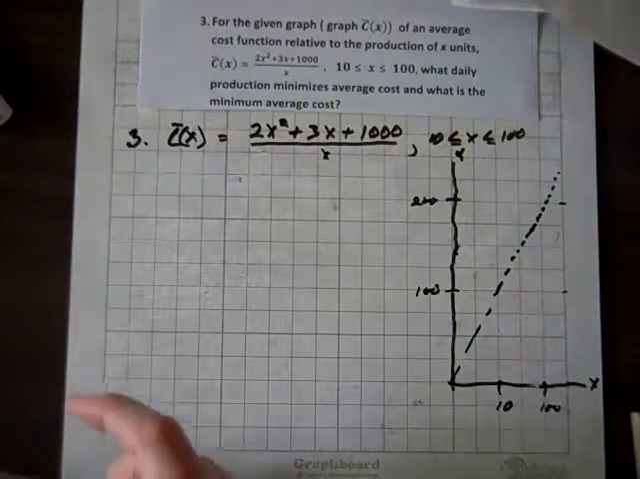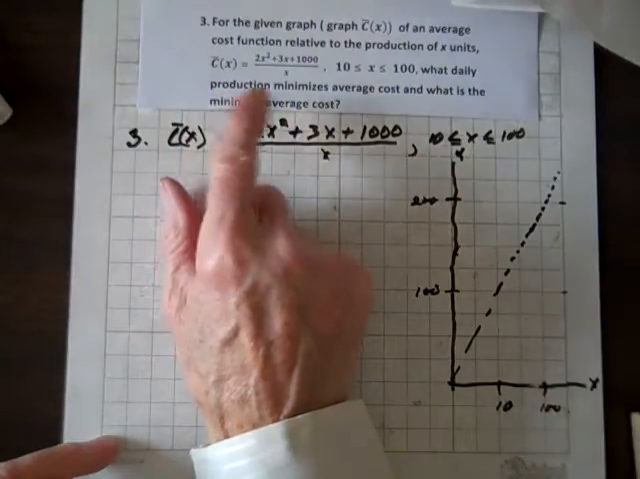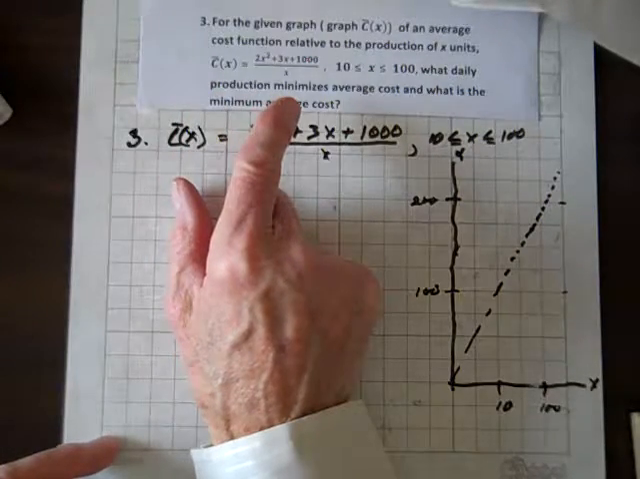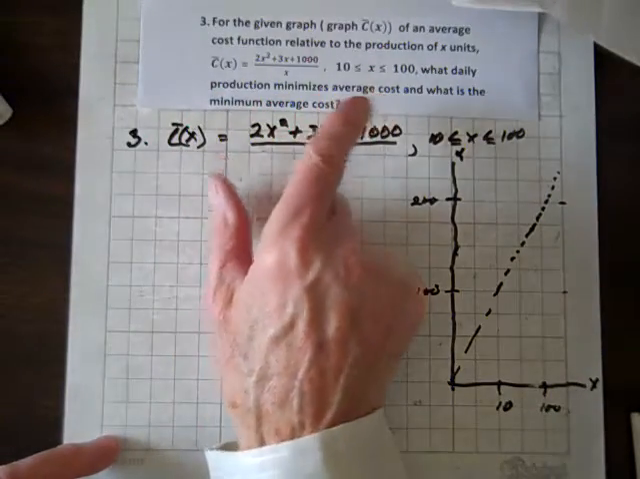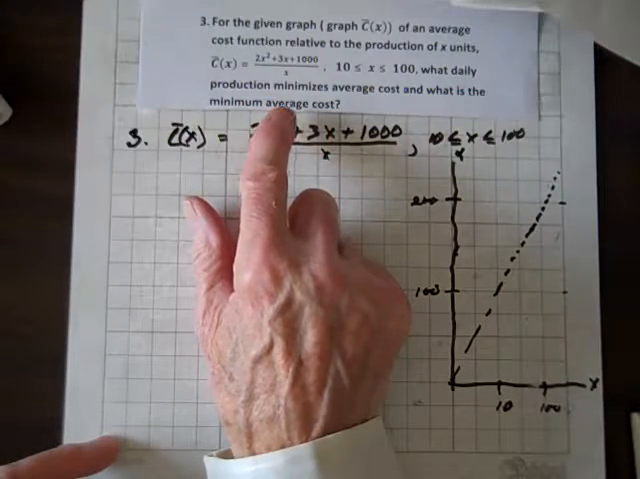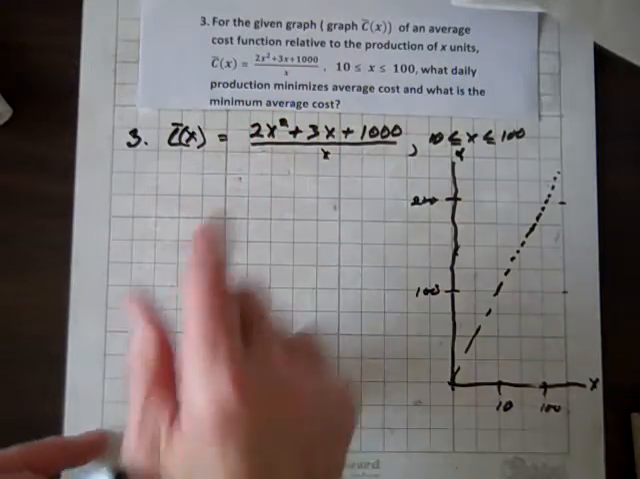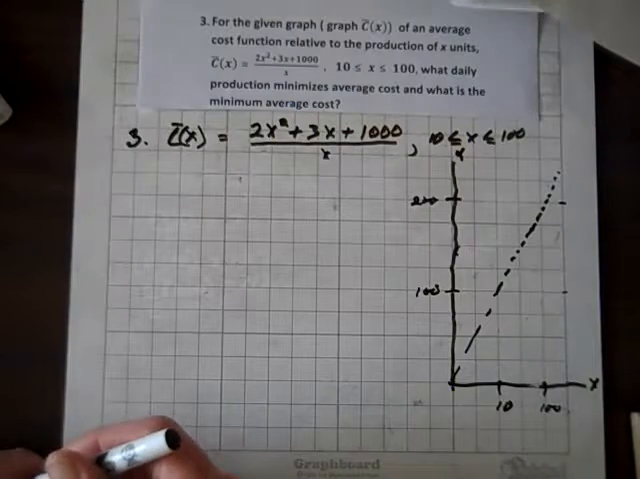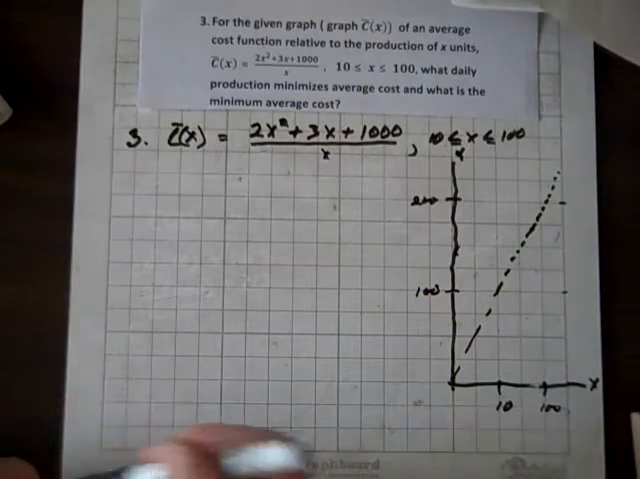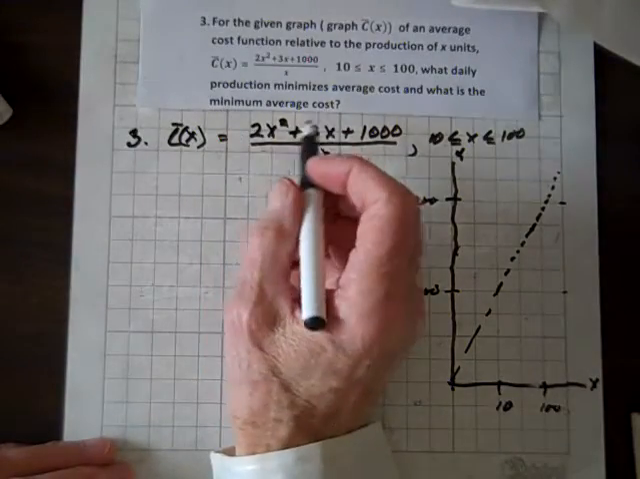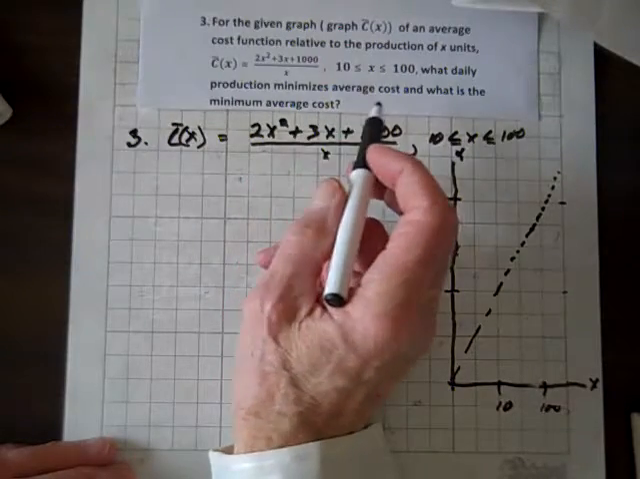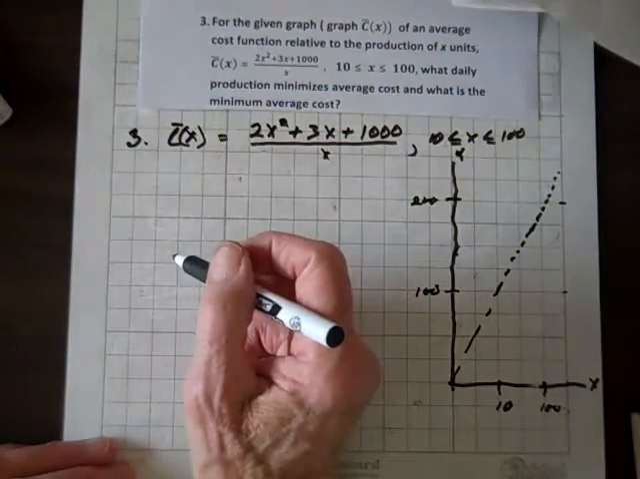Okay, now we're doing question 3. And our task is to, given the average cost function on the interval 10 to 100, find the value of x that minimizes the average cost. And what is the minimum average cost? So x is the product. We've got to find the value of x that minimizes it, and then we have to find the average cost.